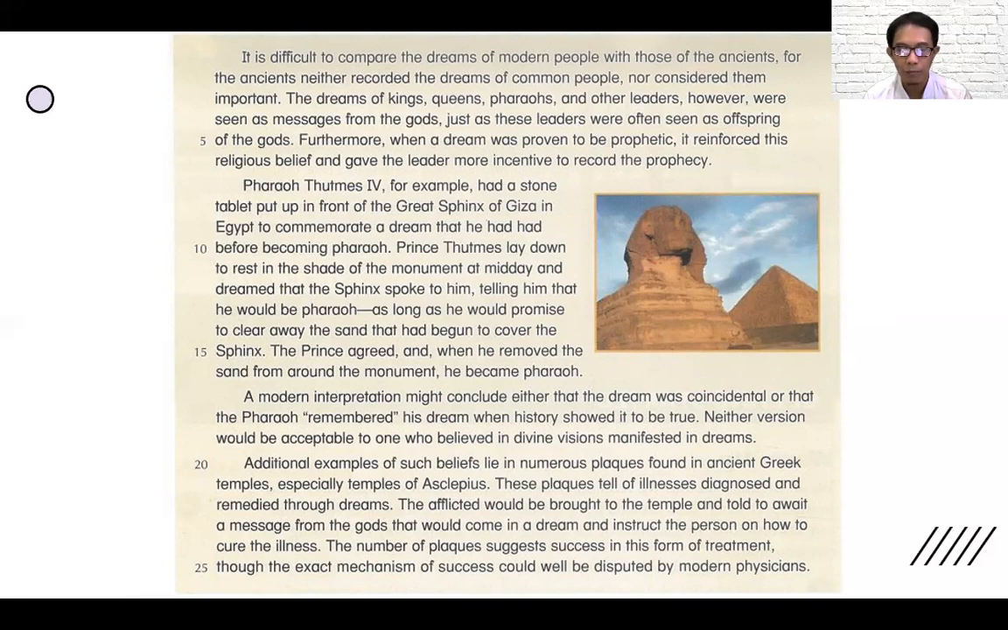It is difficult to compare the dreams of modern people with those of the ancients. For the ancients neither recorded the dreams of common people nor considered them important. And so on and so forth. Dari sini saja kita akan ketahuan bahwa pertama kali ada kata compare, ada kata dream, atau ada kata modern and ancient. Jadi kira-kira di sini kita akan berbicara tentang membandingkan mimpi orang zaman dulu dan orang zaman sekarang.